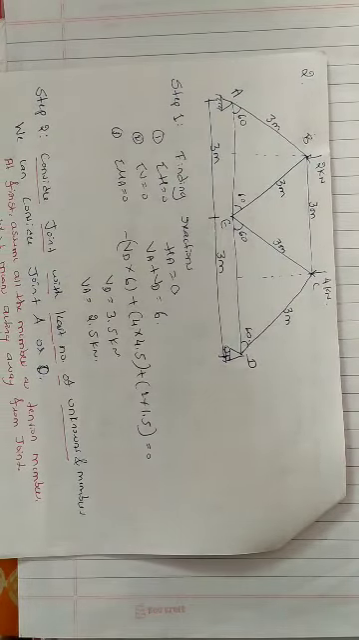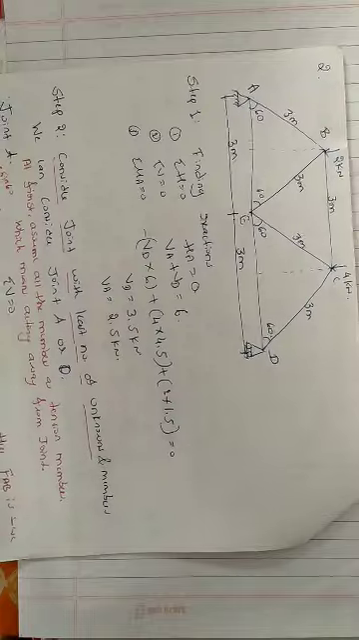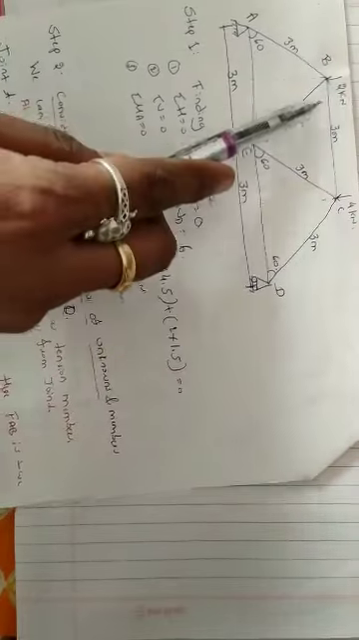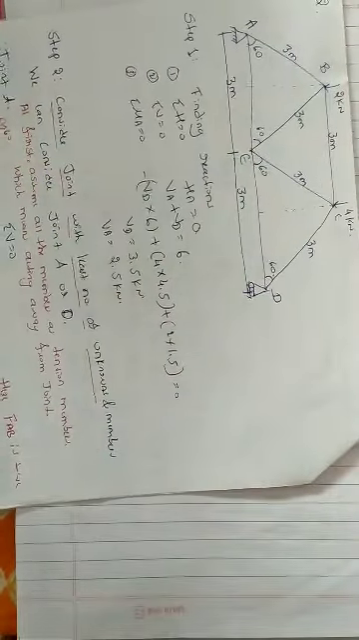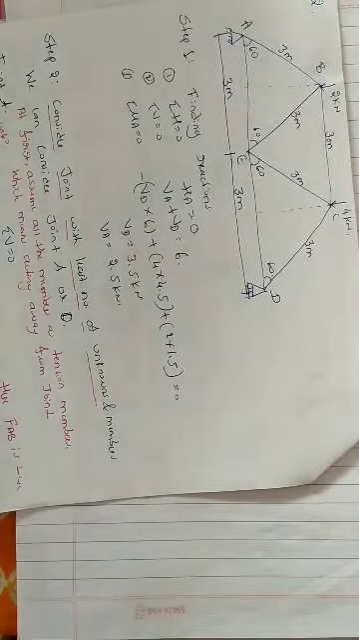Okay guys, so now let's start with the second problem. So this is the given figure. This is a given truss. So this is A, B, C, D, E. So there are totally 5 joints in the given truss.